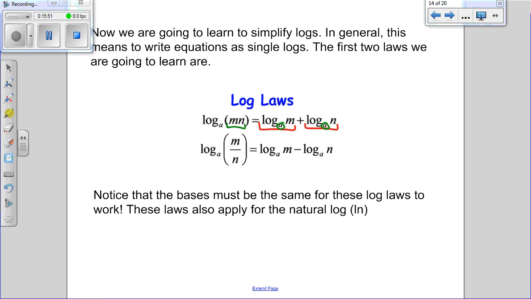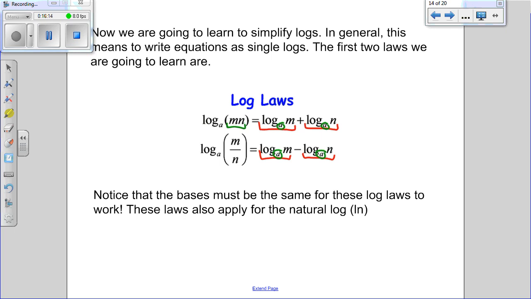Conversely, if you had 2 logs with the same base, and they're being subtracted, you could combine them into one log that's being divided. So the arguments would become divided. Now whatever's being subtracted goes to the bottom.